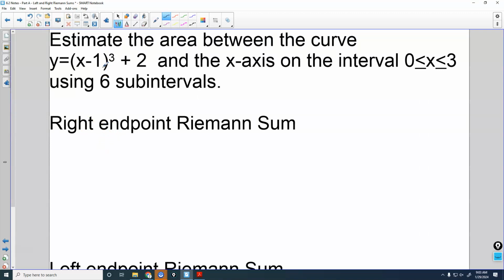This one's a little harder to get a graph for, and this is where it helps to have a picture of what's happening. You've got a cubic function. What does this minus 1 right here do to that cubic function? Right 1. What does that plus 2 do? Up 2.